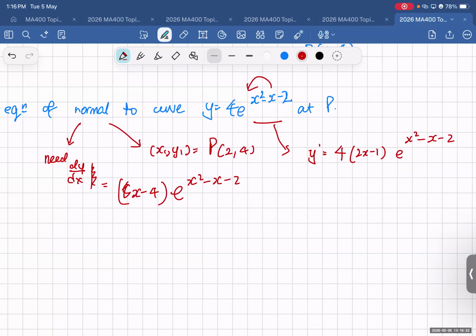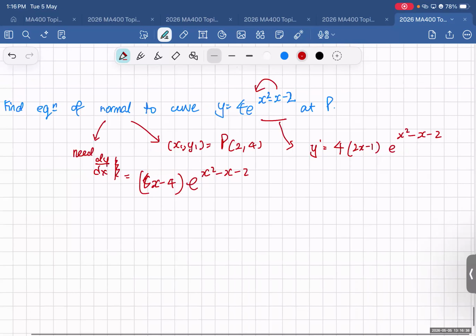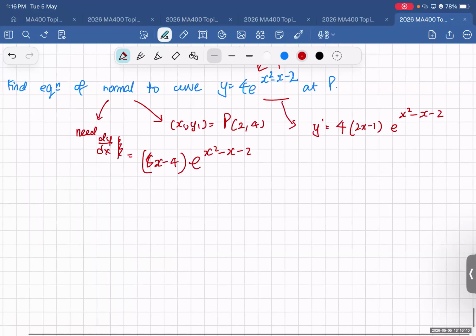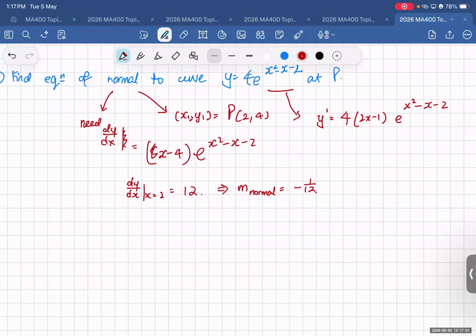Okay. So this is y prime. So if I take my gradient, if I sub in x equals 2, what do I get? I will get 12. Yes, I'll get 12. That tells you what the gradient of the normal is. Negative 1 over 12. Okay, so far?